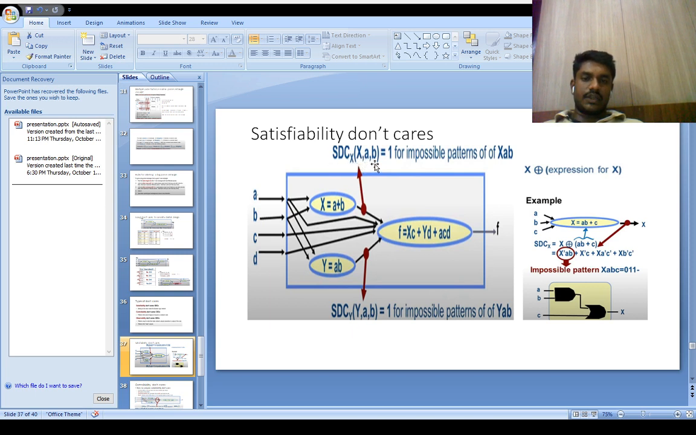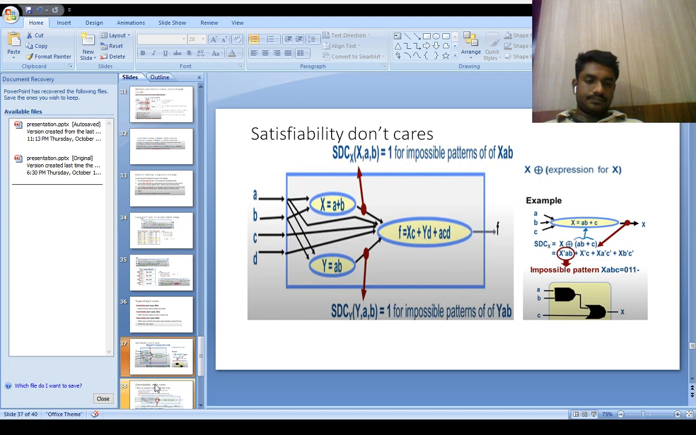The satisfiability don't care of x of a, b is for impossible patterns of x, a, b, and this is the expression. The output expression of the satisfiability don't care is x into XOR of the expression of x. This is the function. Let us take this example: x into, we will take the XOR gate for this, and find the final expression. So this expression will be the don't care function of this function.